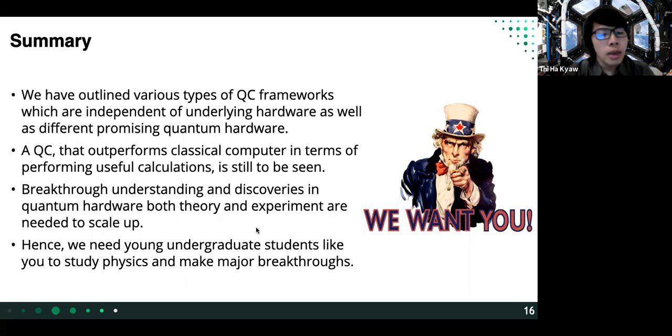So again, as I mentioned, we need breakthrough understandings and discoveries in this kind of quantum hardware, both in terms of theory and experiments, and of course that's the reason why we need so many young undergraduate students like you to study physics and discover those major breakthroughs in the future.